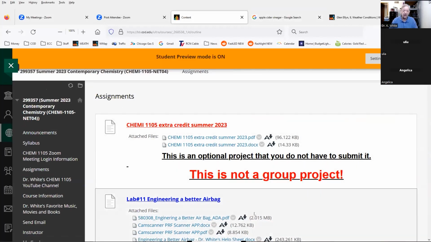If we go to assignments, there's the extra credit. And I'll talk about this tomorrow. This is 10 bonus points. And this is an optional project. You don't have to do it, but it's not a group project. Each person has to do their own project alone, or that's called cheating. And I'll do what's in my syllabus for anybody who cheats. Let's just look at this real quick.